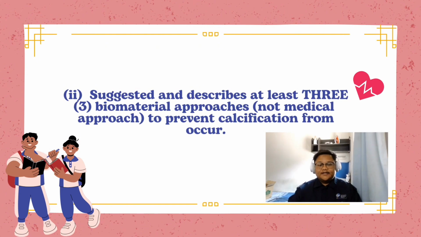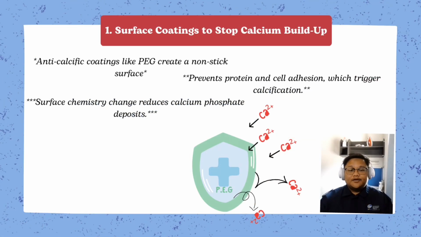Preventing calcification in implants isn't just about medicine. Biomaterial strategies can make a big difference. Let's look at 3 key approaches. First, we have surface modification. This means altering the implant surface to reduce calcium buildup.